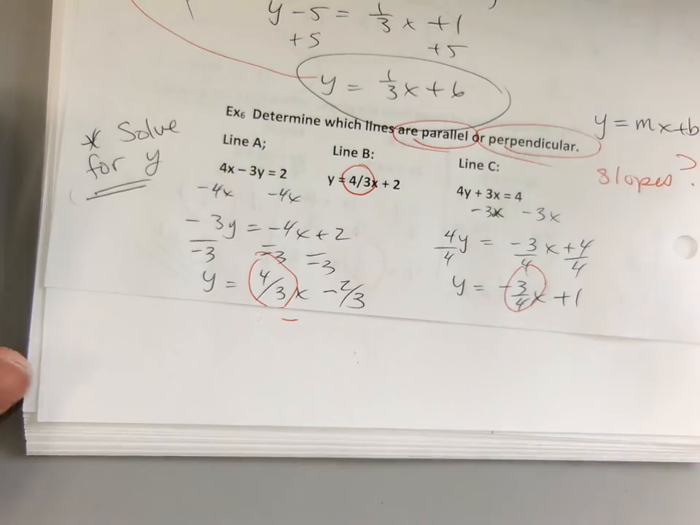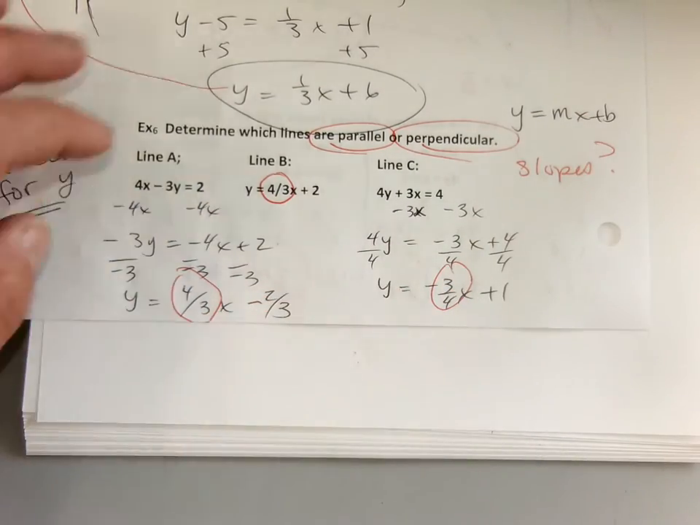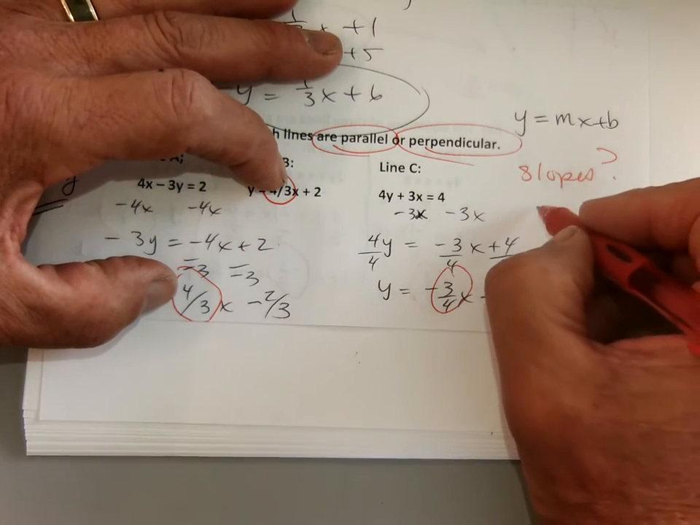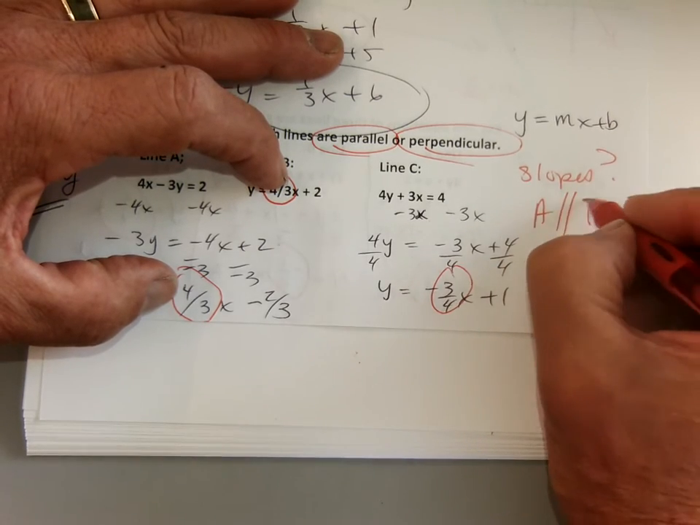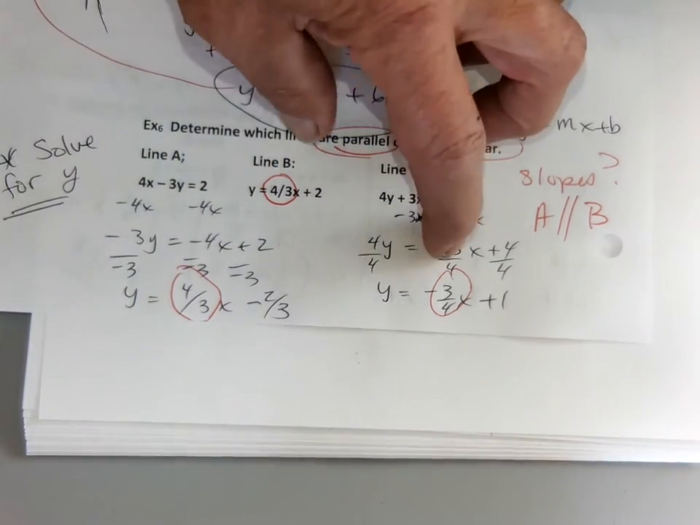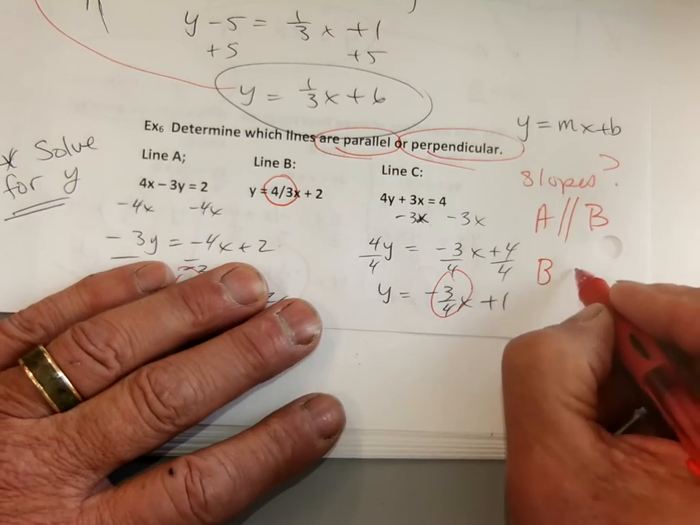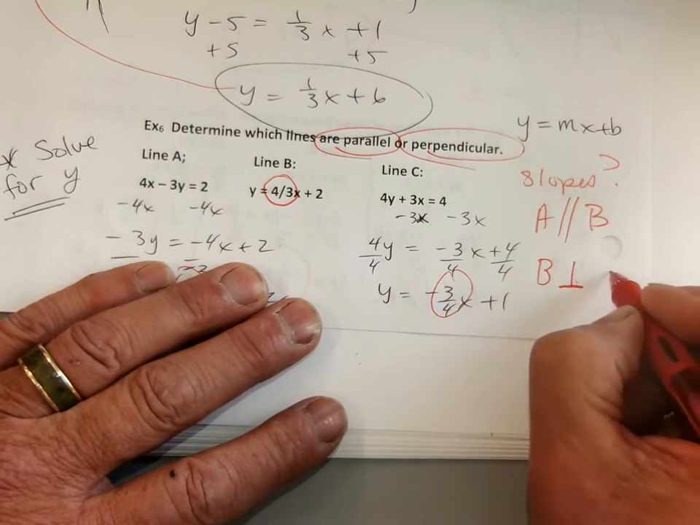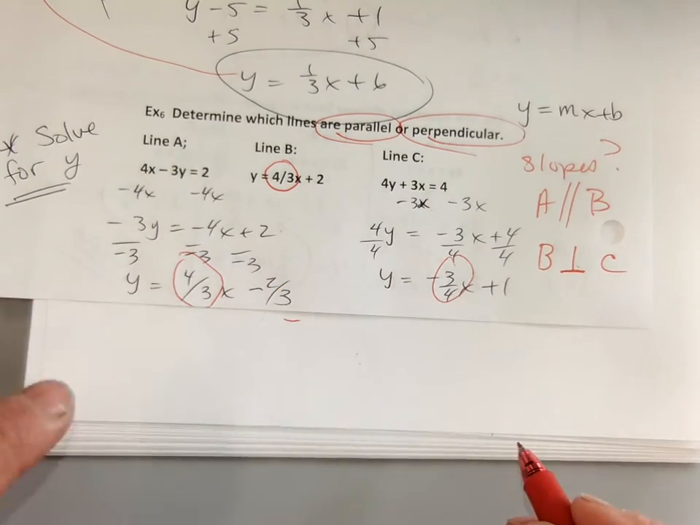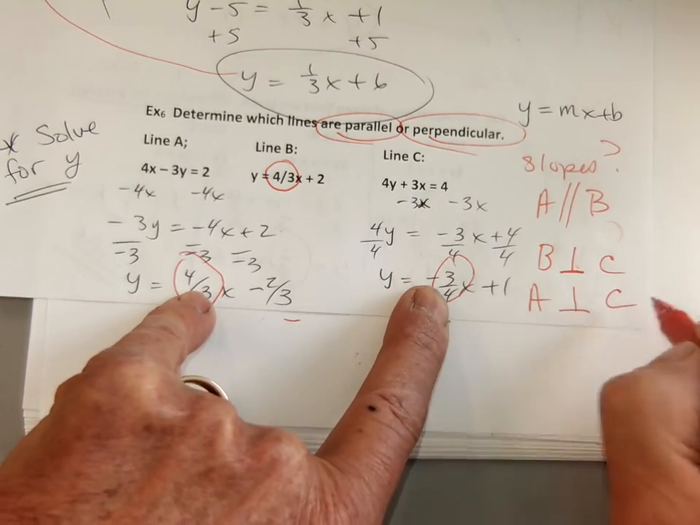So here's one right. Okay, so I'm going to say on the side that A is parallel to B. Definitely, same slope. I'm going to say B is perpendicular to C. So I'm going to use this symbol. Watch this. B, see this little symbol? Perpendicular to C. That's my perpendicular symbol. And I'll also say that A is perpendicular to C.